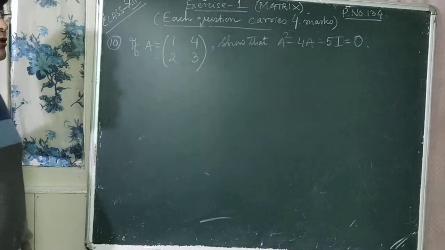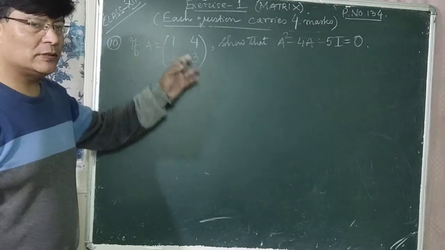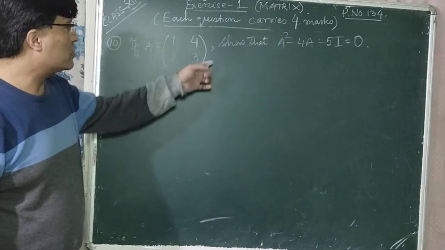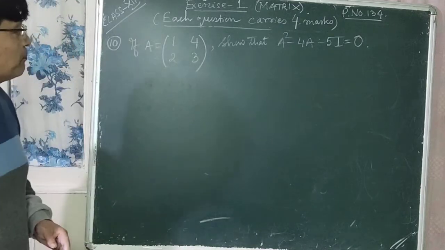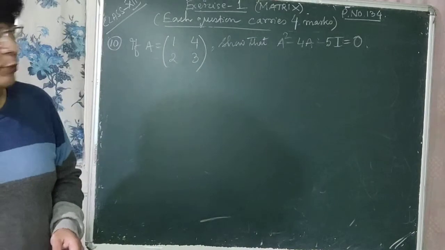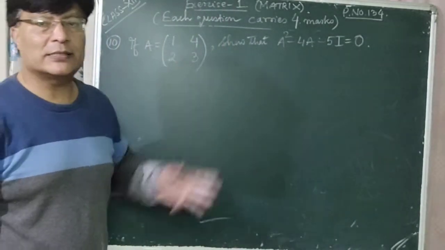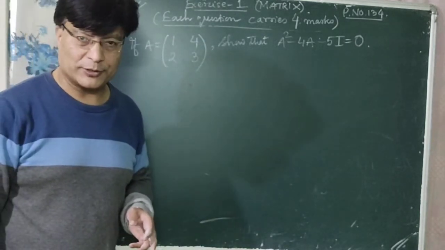Now we are doing question number 10. It is given that A is equal to the second order matrix, within the first bracket it is written 1, 4, 2, 3. These are the elements of the matrix A. So that A square minus 4A minus 5I is equal to O. This I and O have the usual meanings. I is the identity matrix and O is the null matrix.